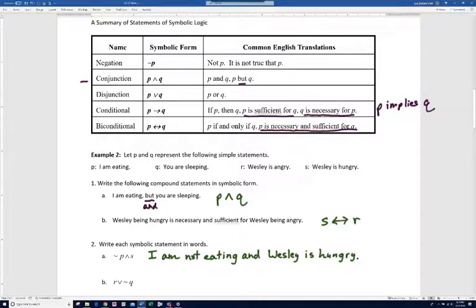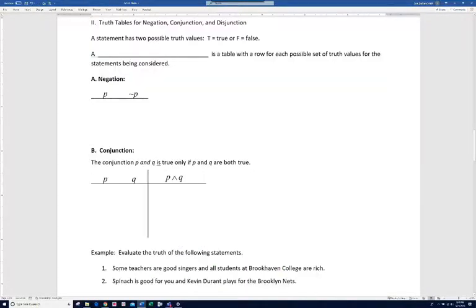So you should have gotten, let's see, R is Wesley is angry, and that would be an or symbol. And then we have not Q, which would be you are not sleeping. So we have Wesley is angry or you are not sleeping. All right, let's move on to the next page, the next slide.